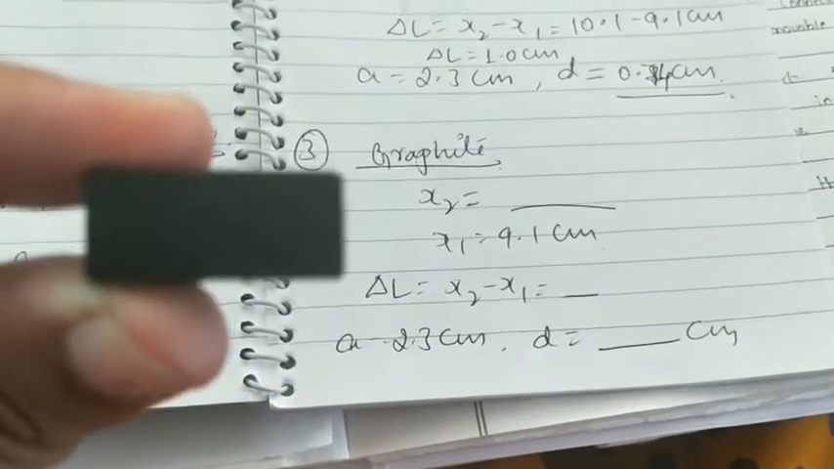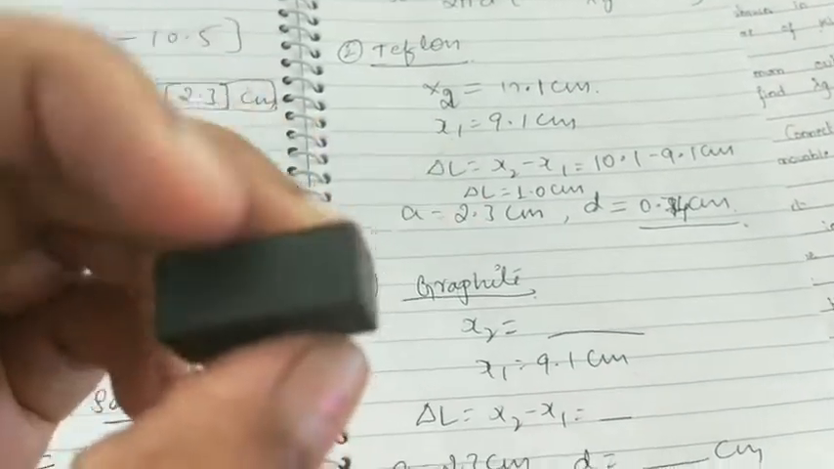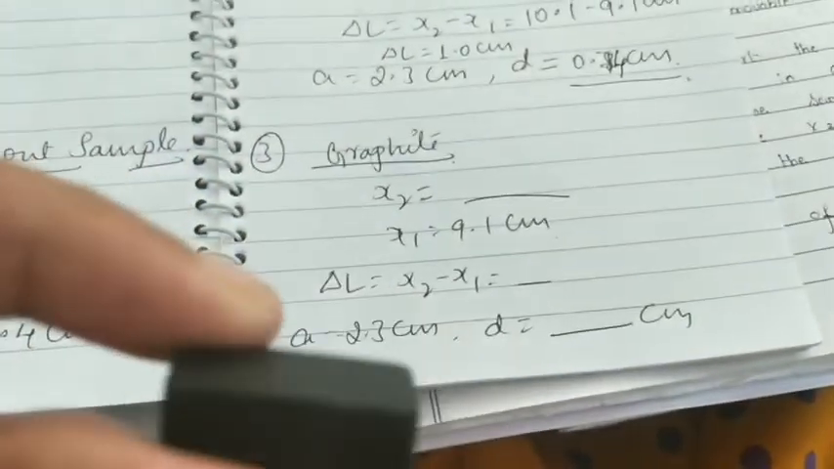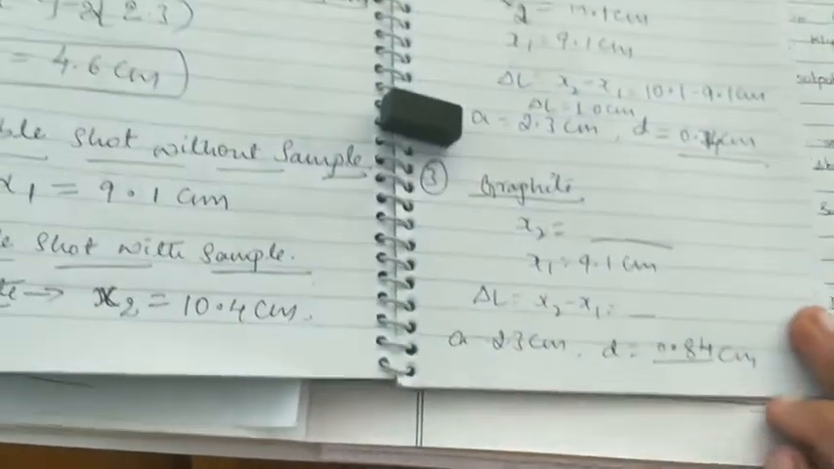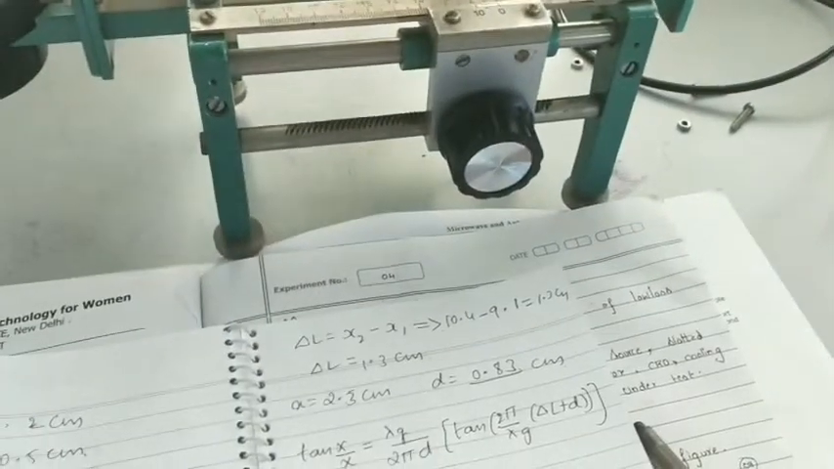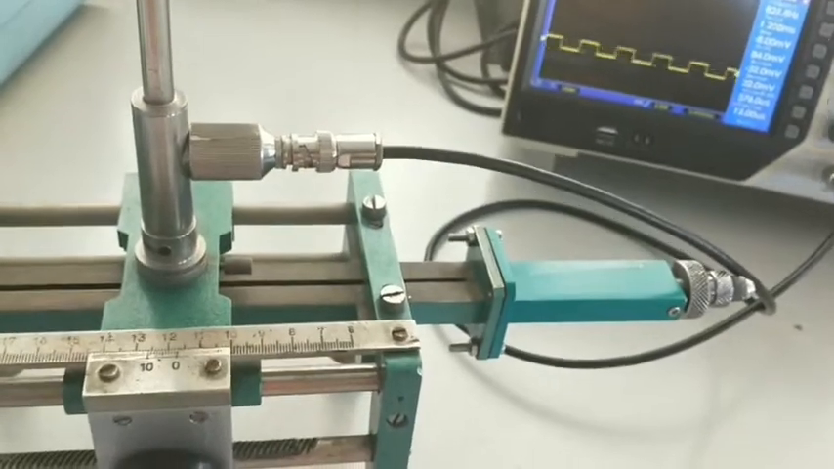If we repeat the same procedure for the material graphite, here we need to measure the length, that is 2.3 centimeter. Next we need to find out the thickness. Once we find the thickness using the vernier movable shot, the D we are going to get is 0.84 centimeter. Then we insert this graphite into the movable shot and connect it to the slotted line carriage to find the second minima. Here you can observe this is the second minima we are getting.